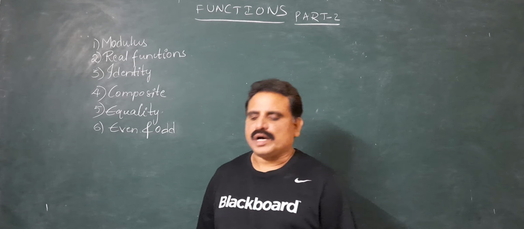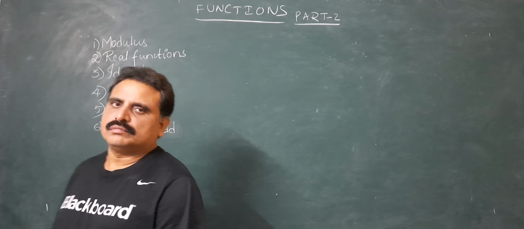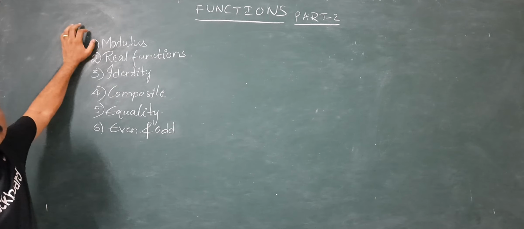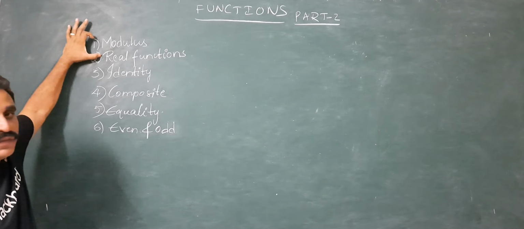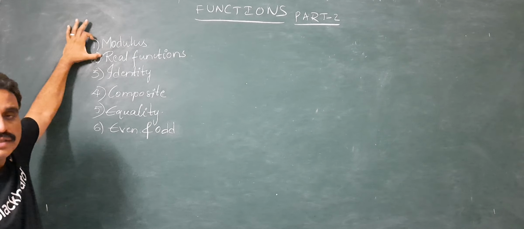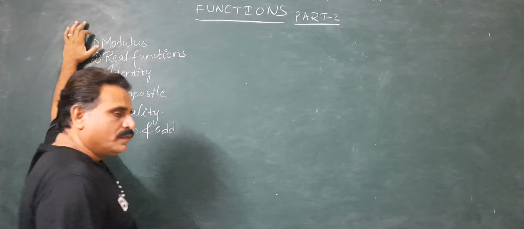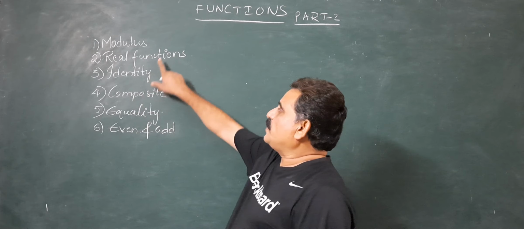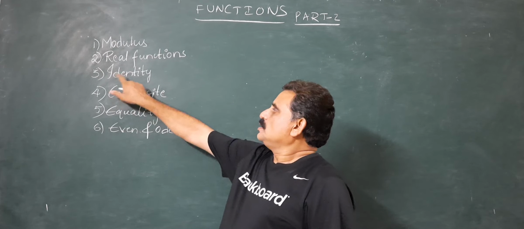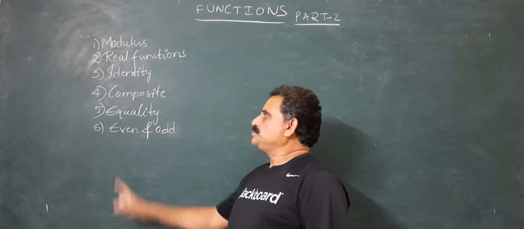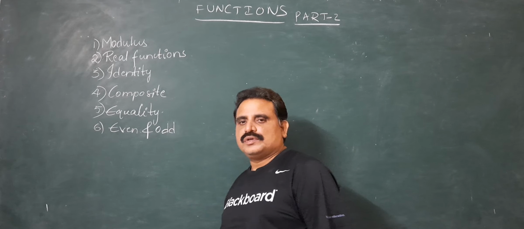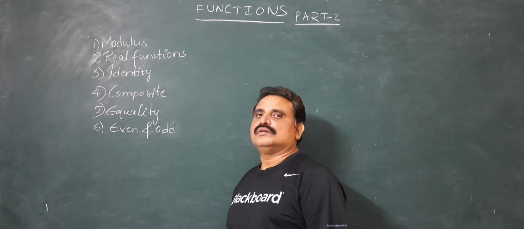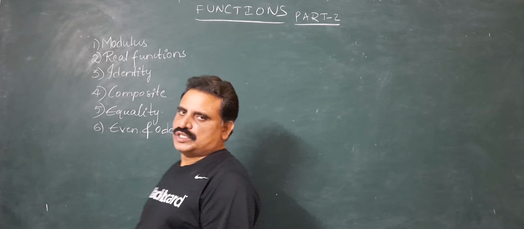In this part, we discuss some points. First one, modulus function. Second, real functions. In that, real variable function, real valued function, real function that we discuss here. Third one, identity function. Fourth, composite function. Fifth one, equality of functions. Sixth one, even and odd functions. Now we discuss these points.